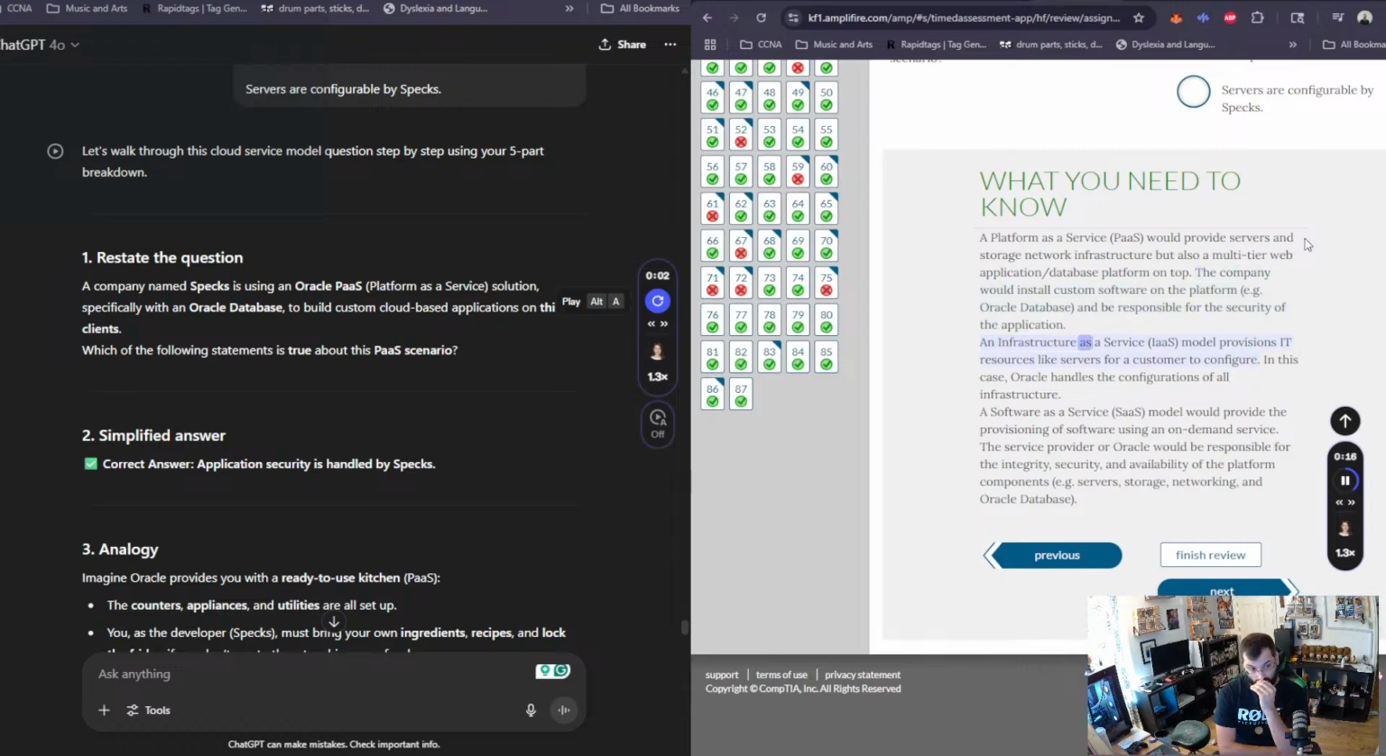An infrastructure as a service, IaaS, model provisions IT resources like servers for a customer to configure. In this case, Oracle handles the configurations of all infrastructure. A software as a service, SaaS, model would provide the provisioning of software using an on-demand service. The service provider, or Oracle, would be responsible for the integrity, security, and availability of the platform components, for example, servers, storage, networking, and Oracle database.